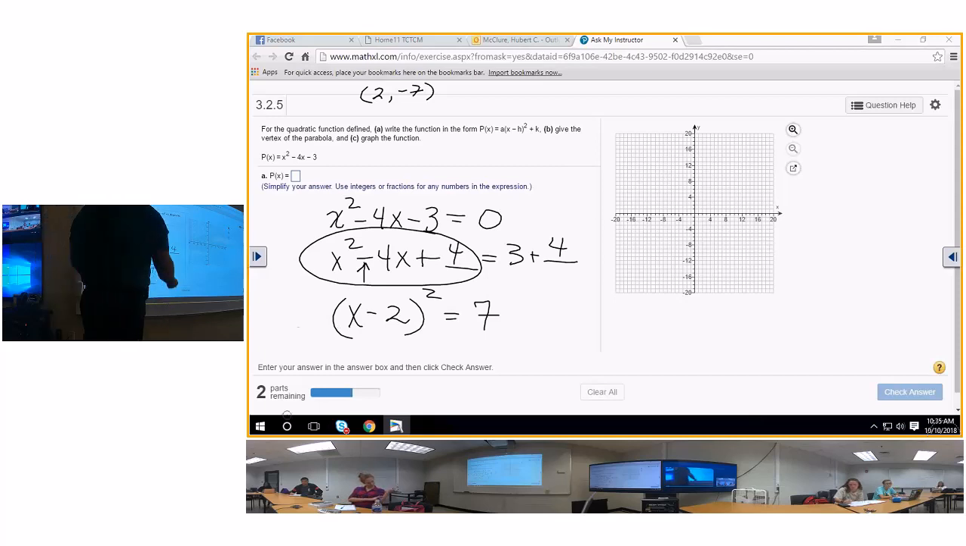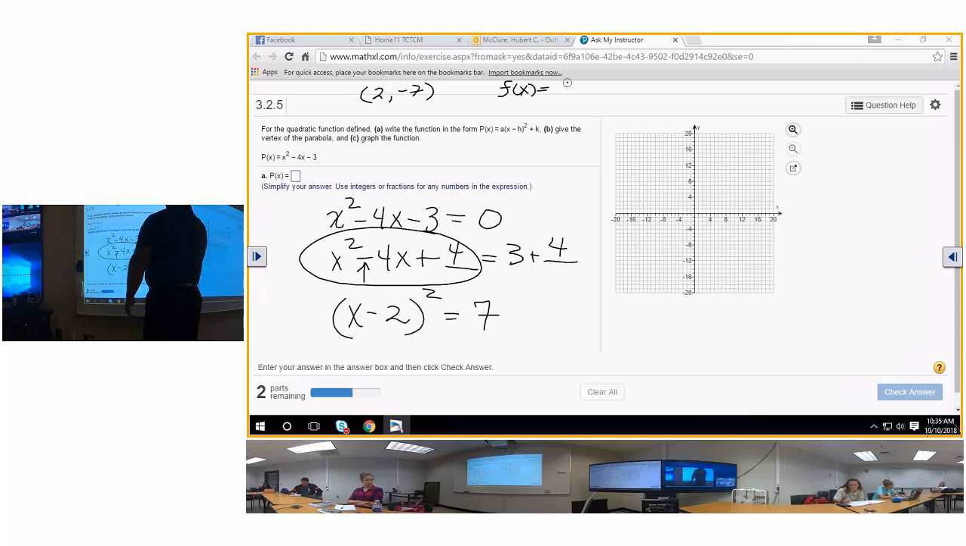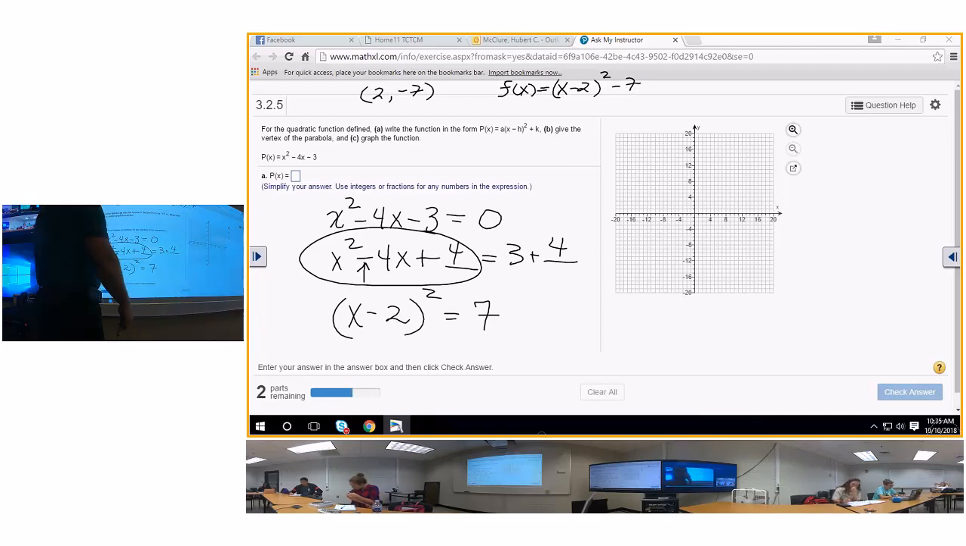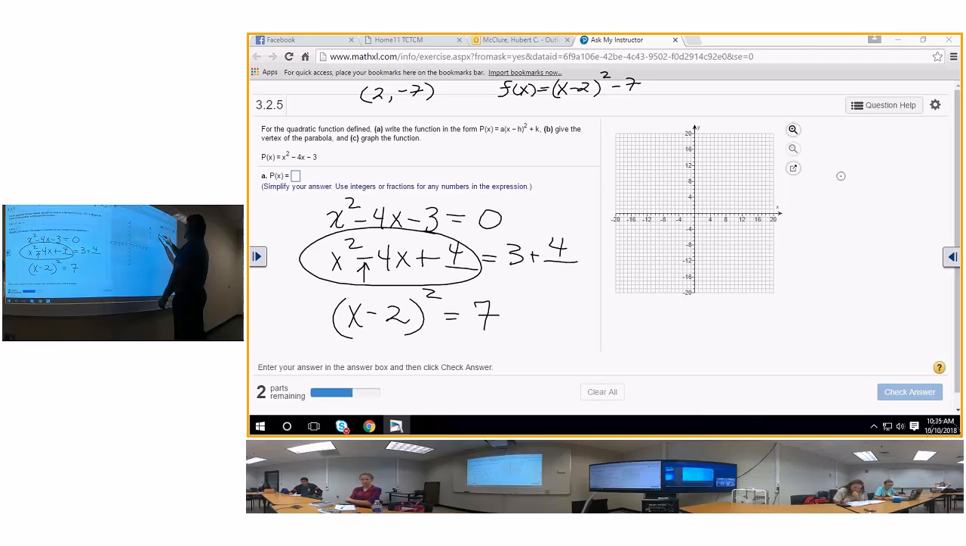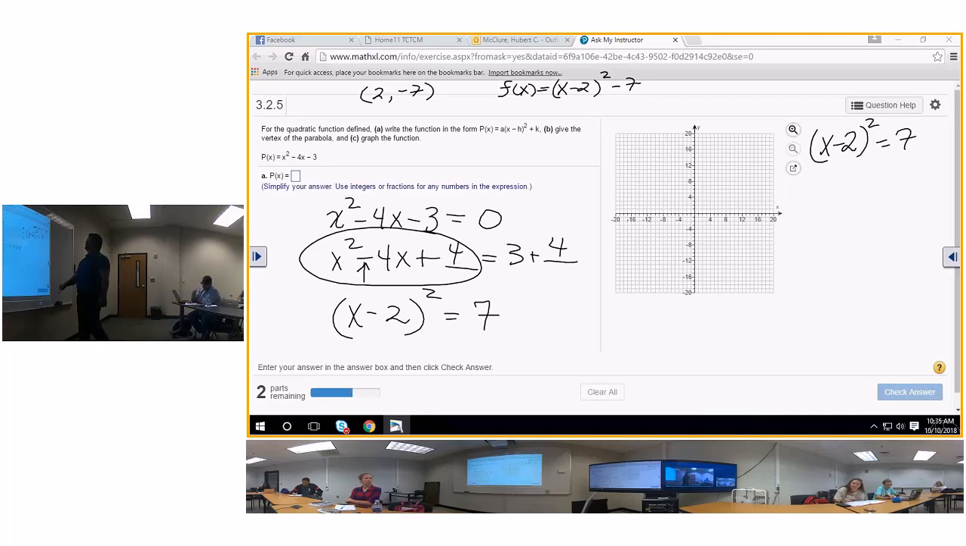Go ahead and write it in the way that they want it. F of x is equal to x minus 2, quantity squared, minus what? 7. Now I'm going to solve it over here. X minus 2, quantity squared, is equal to 7. Take the square root of both sides.